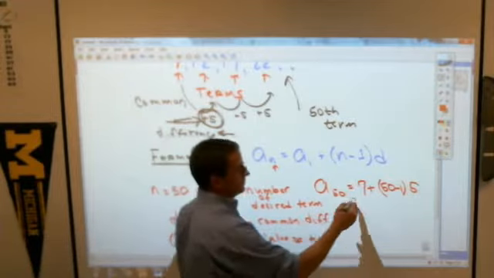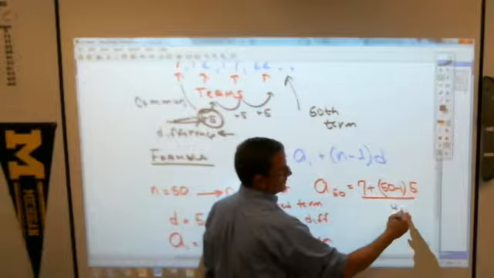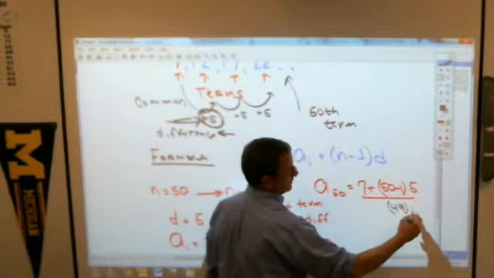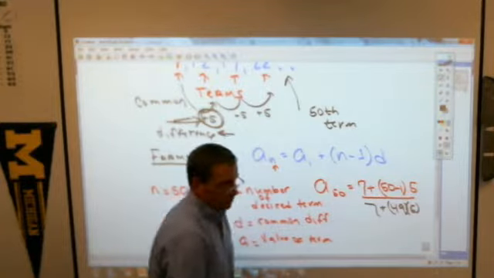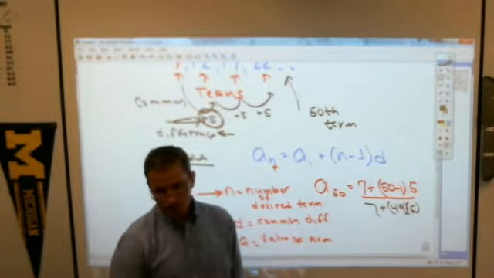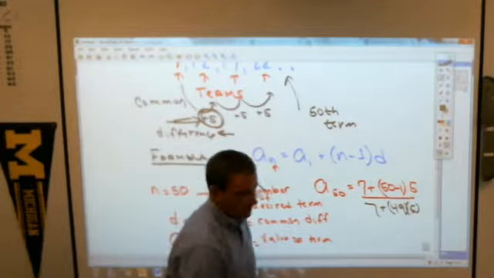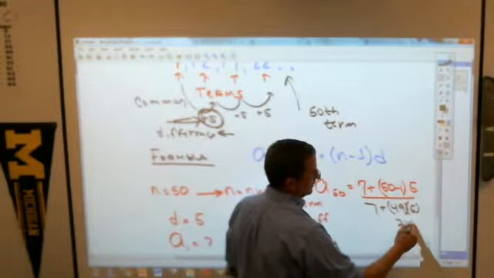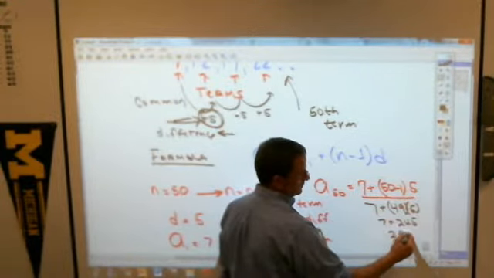And then you just need to do this math, which means you need to do what first? 50 minus 1 is 49. 49 times 5 plus 7. Quick way of doing 49 times 5? Well, it's the same thing as 50 times 5 minus 5. 50 times 5 is 250, minus 5 is 245. So you get 245 plus the 7 over here, which is 252.